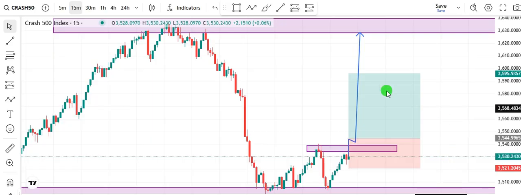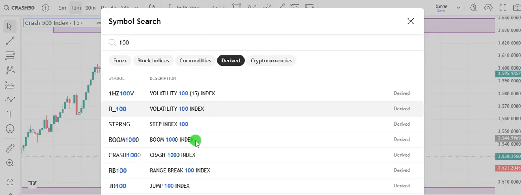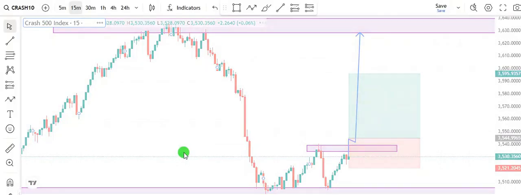Alright, that said, we're moving to the next one, which is going to be the final one for today's analysis, and of course for this particular broker. So if you want to check another synthetic market with another broker, you can still stay alert as we give it updated with the analysis on that. Okay, so we're going to the final one, which is going to be the Crash 1000 index.